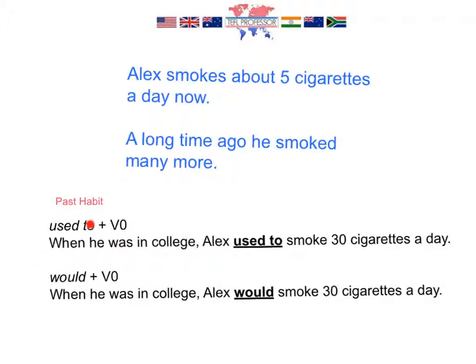Usually we need a time reference. When we use used to, it's actually understood that it's something that was true in the past but isn't true now. So if we're using used to, you don't always need the time reference, but it does help, especially when we want to refer to a specific time. Would, we're always going to need a time reference if you're going to use past habit and would. When he was in college, Alex would smoke 30 cigarettes a day. So we need the time reference and then would for this construction.